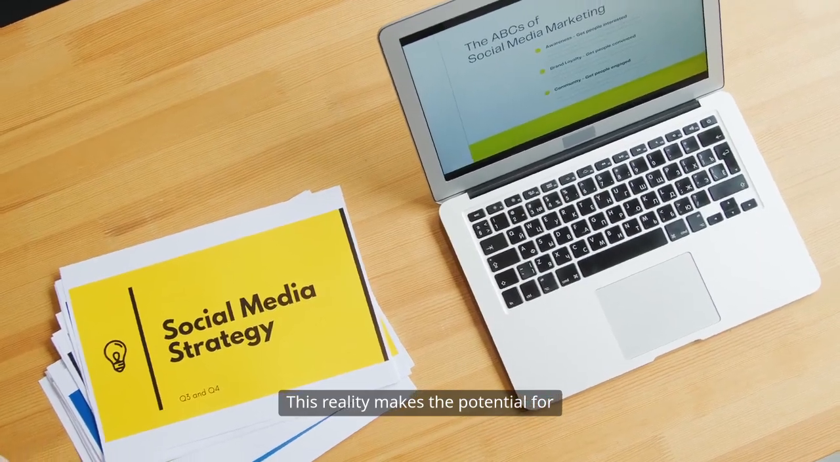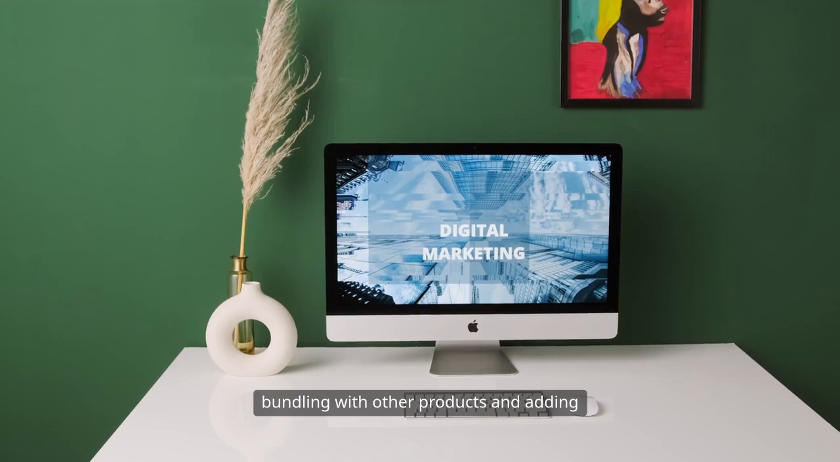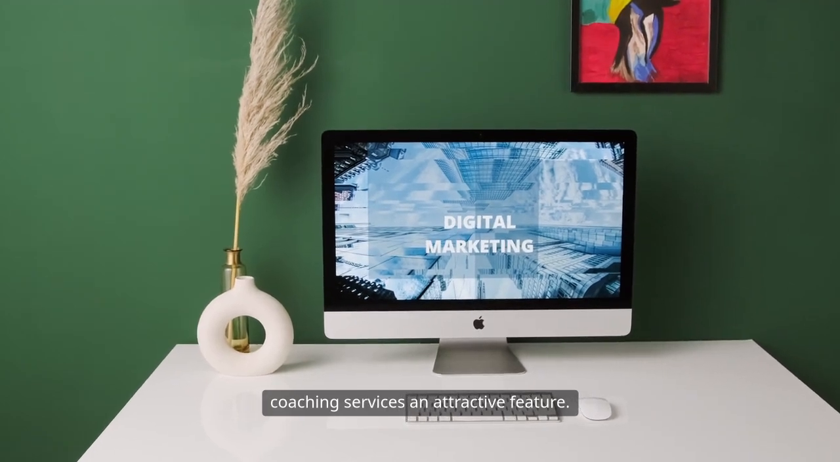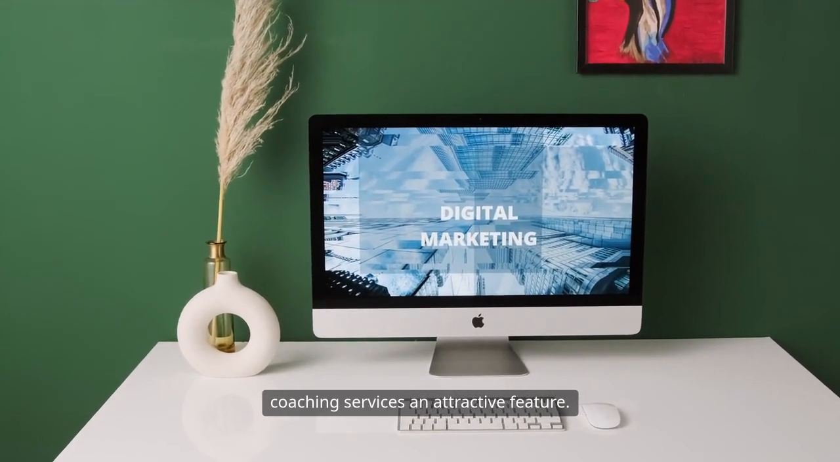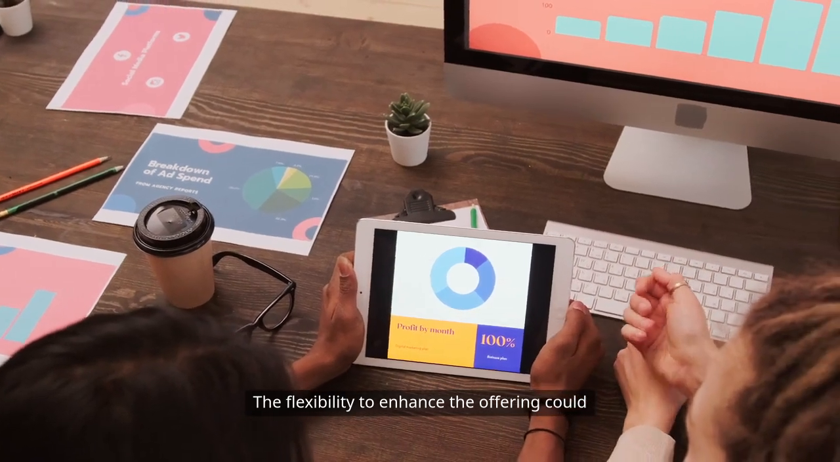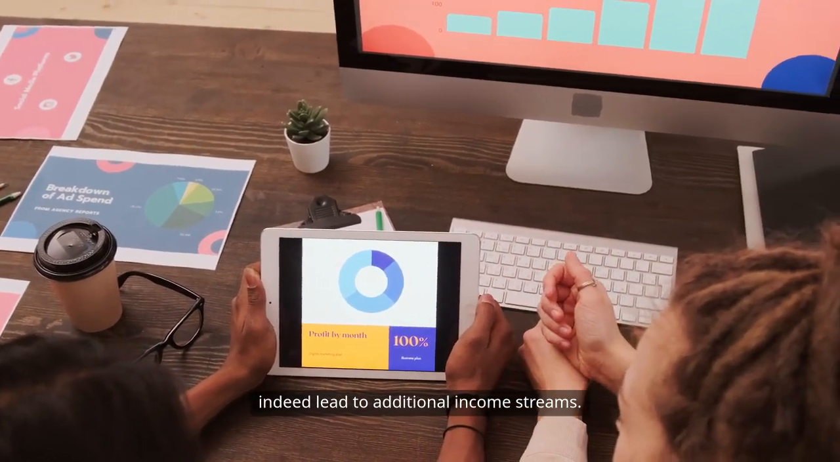This reality makes the potential for bundling with other products and adding coaching services an attractive feature. The flexibility to enhance the offering could indeed lead to additional income streams.